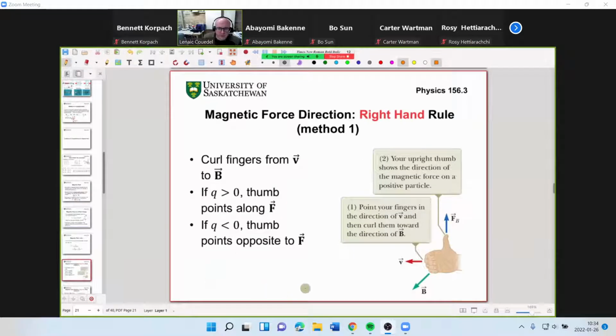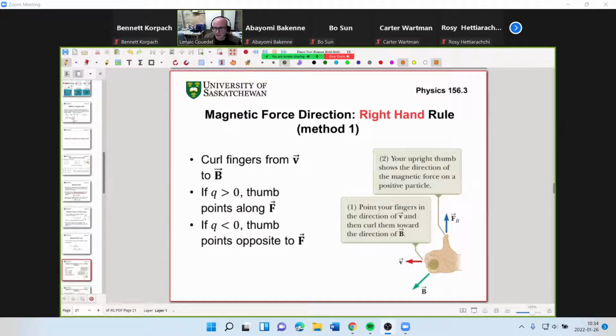All right, so sometimes it's much better to have an intuition of what is the direction of the magnetic force instead of doing long and lengthy calculation. So the method you have to use is what we call the right-hand rule. There's two ways to do it. So method 1, and then I will go to method 2. Basically, you curl your fingers from V to B with your right hand.